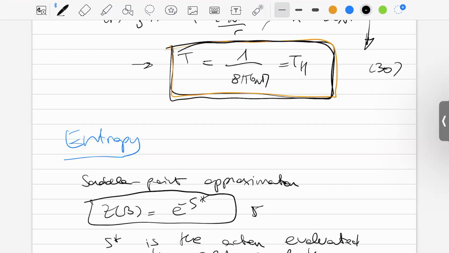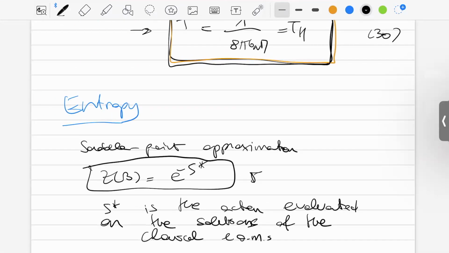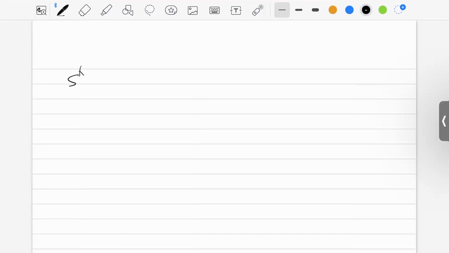Now, the problem is that S star turns out to be divergent, so it requires some regularization. We regularize it by subtracting the action of some reference background. So instead of computing S star of G, we compute the difference with S star of G0, where G0 is some reference background.